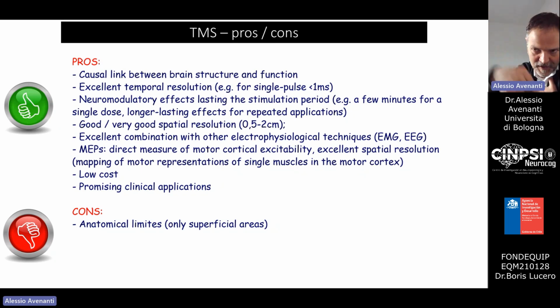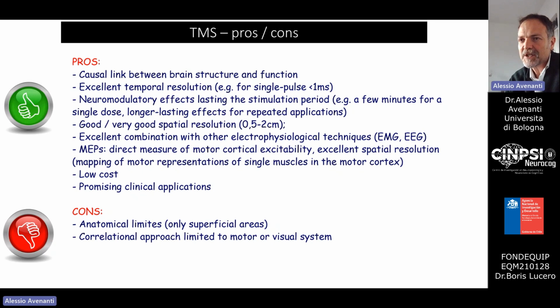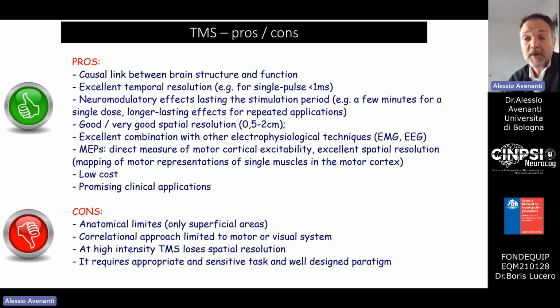Of course it can reach deeper areas in the brain, but this is also associated with a larger recruitment of more regions of the superficial part. So there are still some anatomical limitations. We can use a correlation approach, studying TMS evoked potentials, etc., but we are still limited to superficial areas. We lose spatial resolution using high TMS intensities. And it requires an appropriate, sensitive task and a well-designed paradigm.